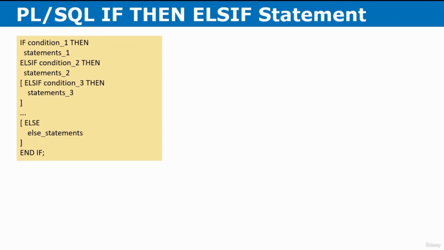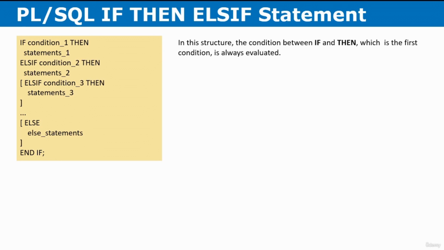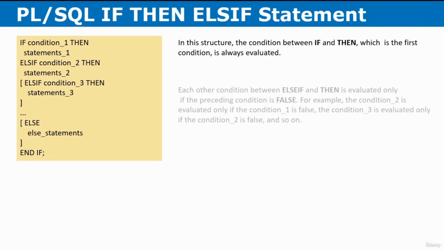This is the syntax for the IF THEN ELSIF statement. In this structure, the condition between the IF and THEN, which is the first condition, is always evaluated. Each other condition between the ELSIF and the THEN is evaluated only if the preceding condition is false.